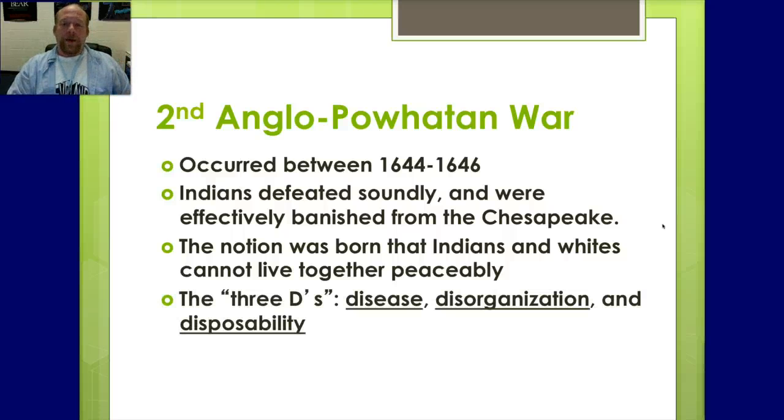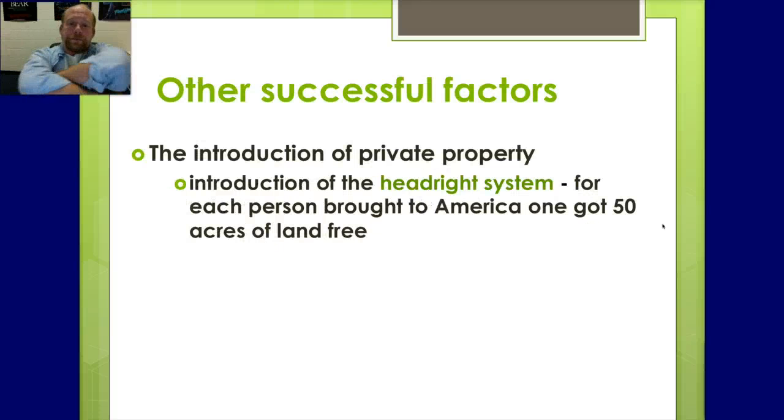Okay. But the 3 Ds really did the Indians in: disease, disorganization, and disposability. Okay, they call them the 3 Ds: disease, disorganization, disposability. Look those up in my notes that are online, already posted. Okay, so other successful factors of Jamestown. There was the introduction of private property.